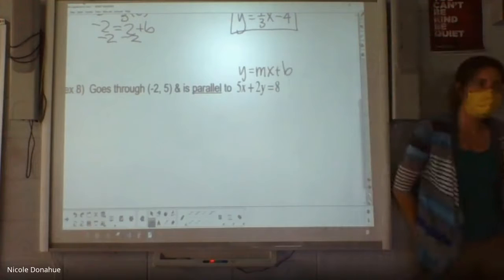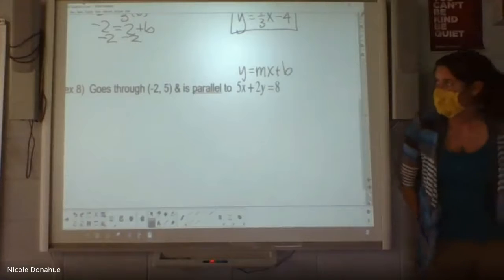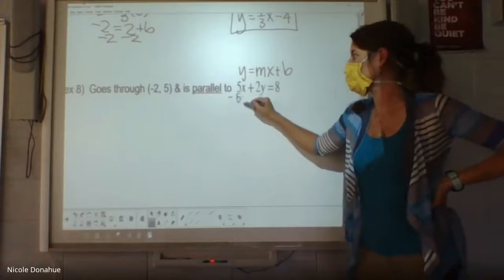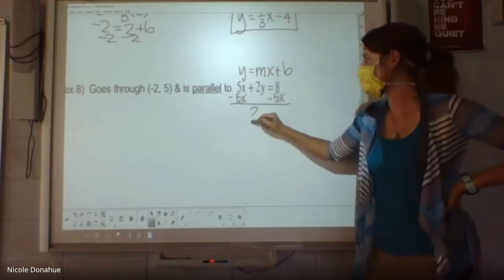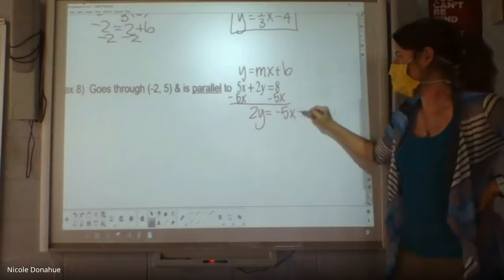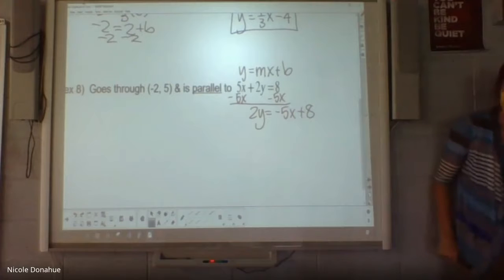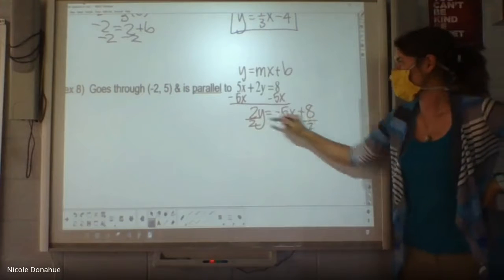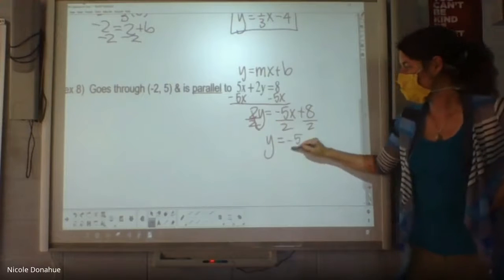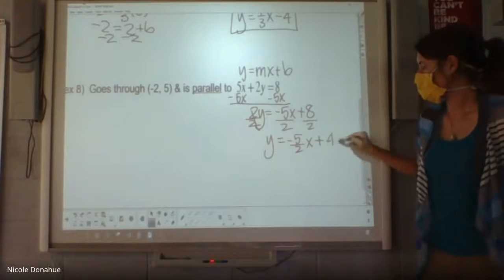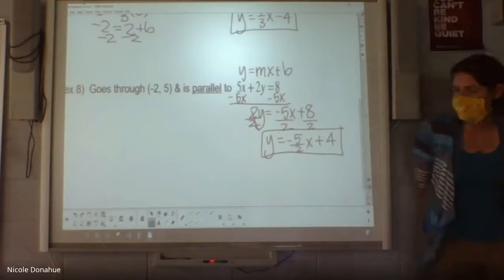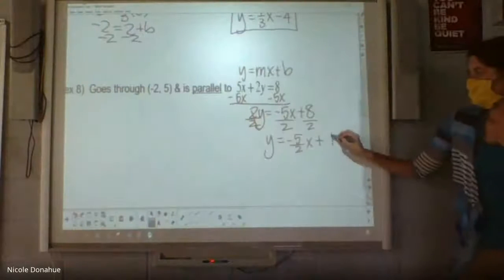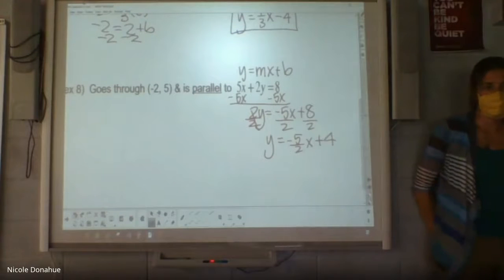Now, some of you are better at this than others, and maybe you can do some of it in your head. I would highly recommend, if you're not completely sure, that you write things out. So I'm going to move this 5x over. So I get -5x plus 8. And then I'm going to divide by 2. So here's the equation of my first line. Sorry, I probably shouldn't have boxed that in. So this is the line I want to be parallel to.